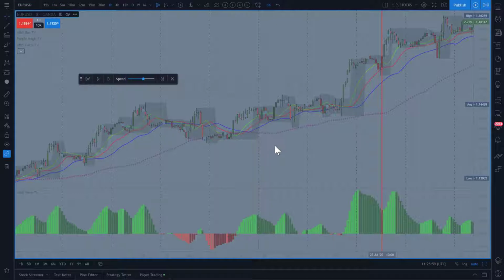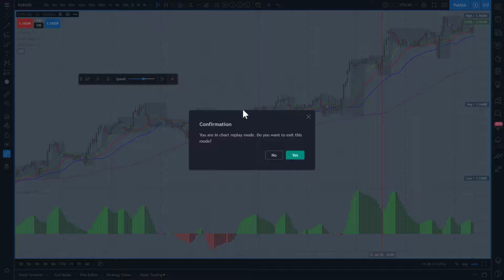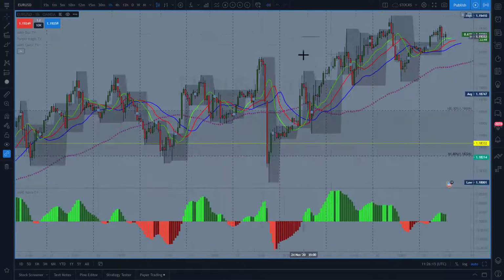Let me just calm myself down a bit. I do tend to go hyper and then I forget things. You've broken TradingView. Yep. It happens quite a lot with this.